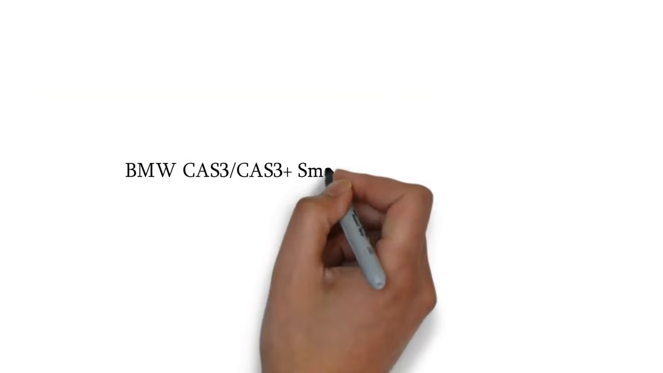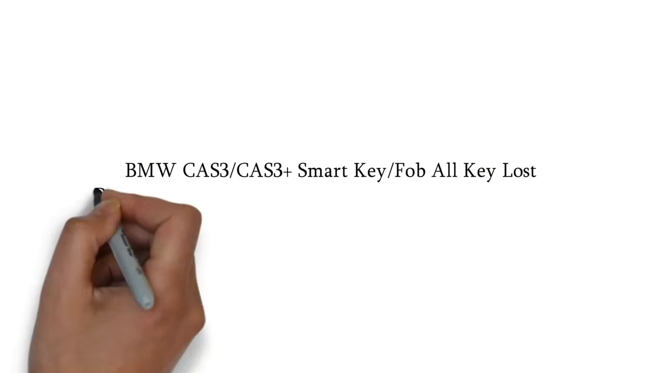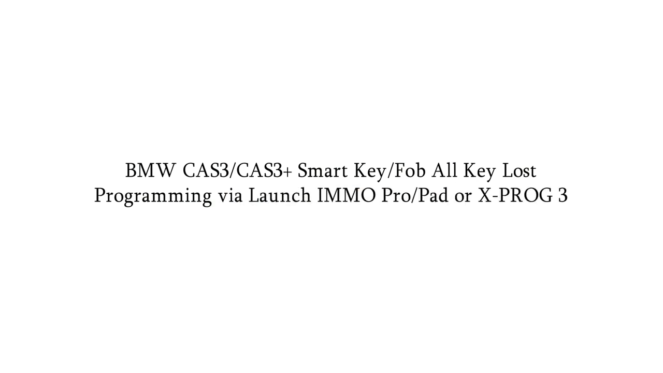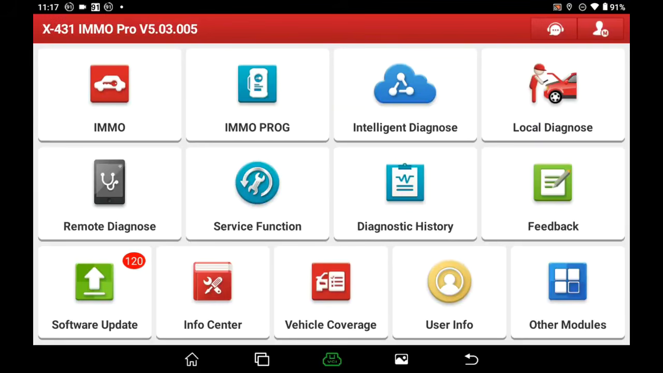BMW CAS3 and CAS3 Plus. Smart key or fob. All key lost programming via Launch IMMO Pro or IMMO Pad and X-PROG 3. Today I will introduce you to how to program the key of BMW by Launch tools.